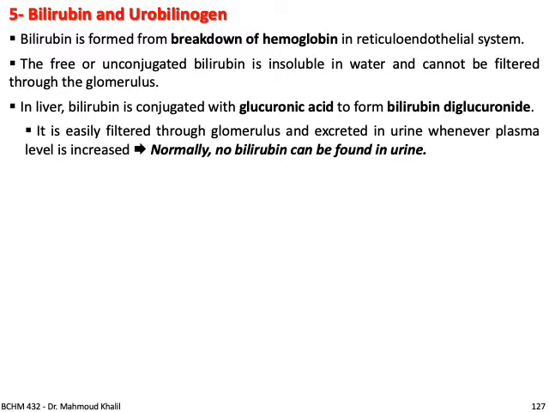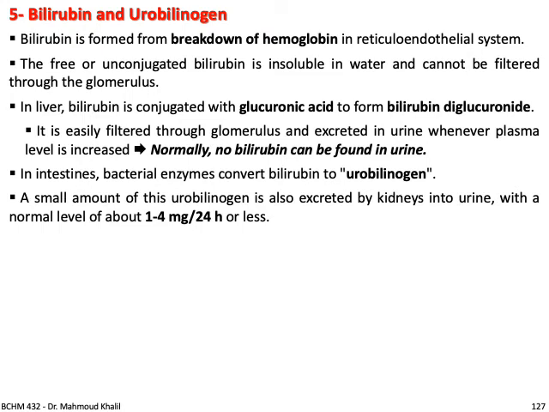The fifth abnormality is bilirubin and urobilinogen. Bilirubin is formed from the breakdown of hemoglobin in the reticuloendothelial system. The free or unconjugated bilirubin is insoluble in water and cannot be filtered through the glomerulus. In the liver, bilirubin is conjugated with glucuronic acid to form bilirubin diglucuronide. It is easily filtered through the glomerulus and excreted in urine whenever plasma level is increased. Normally, no bilirubin can be found in the urine.